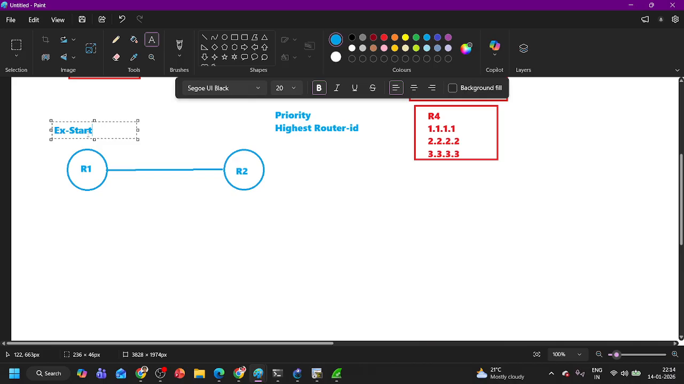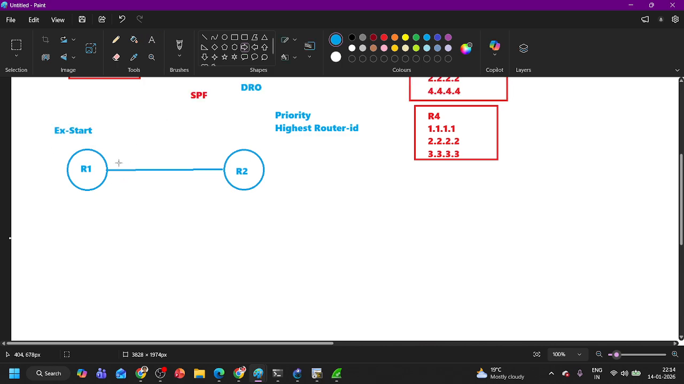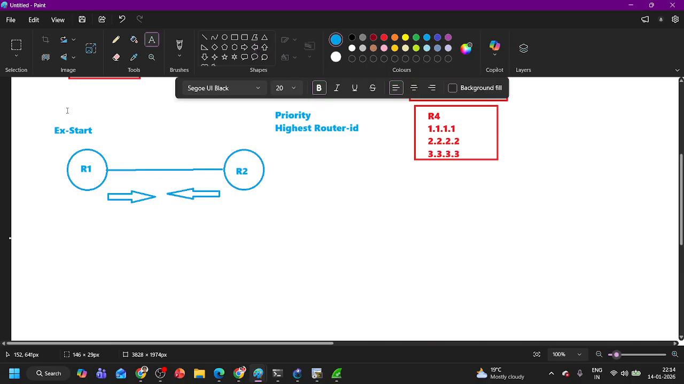If state is in ExStart, it means in broadcast network type DR BDR election is done. In point-to-point network type, that is not required. Bidirectional connectivity is checked. In ExStart state, routers are going to exchange type 2 message. If someone asks you in which state type 2 message is exchanged, remember, in ExStart state. Before ExStart state, only hello message is exchanged. Here is your DBD message. Both the routers are going to share their DBD, database description.